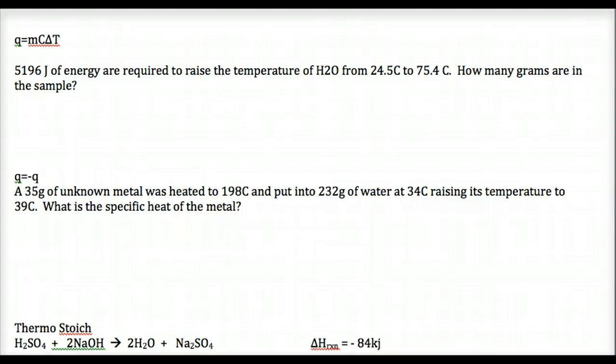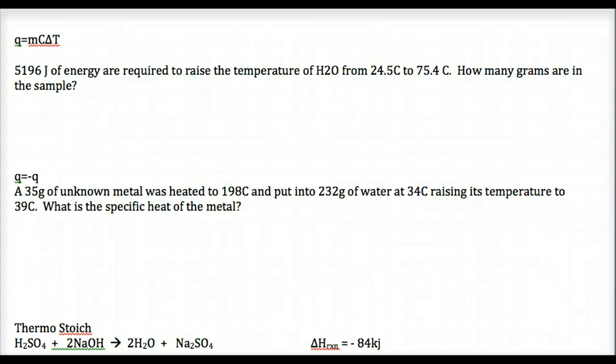A lot of us checked our work that way, but we did not have time to actually go over each individual question, so I'm going to take the opportunity to do that right now. All right, the first one. 5,196 joules of energy are required to raise the temperature of H2O from 24.5 degrees Celsius to 75.4 degrees Celsius. How many grams are in the sample?